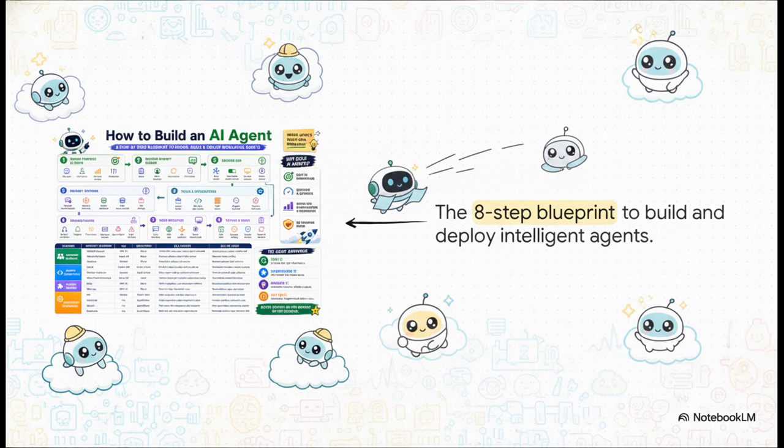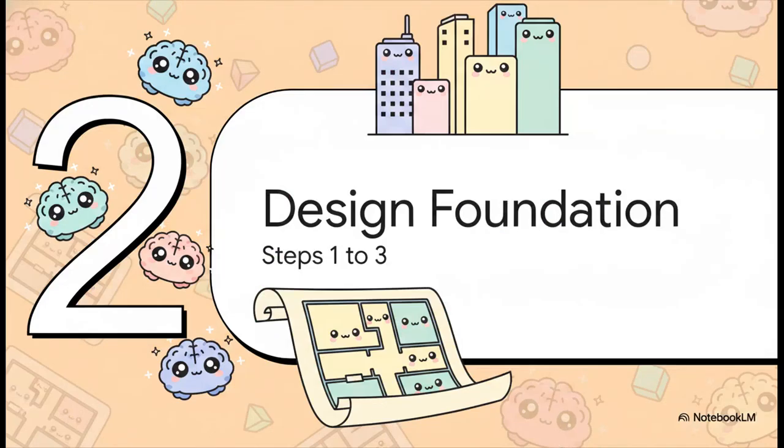And this brings us to the magnificent 8-step blueprint from our source material. Now, I know it looks a bit complex at first glance with all these nodes and pathways, but don't worry. As we act as digital architects and break this schematic down together, you'll see it actually falls into some highly logical, bite-sized phases. Which leads us right into part 2, designing the foundation, where we'll cover steps 1 through 3.